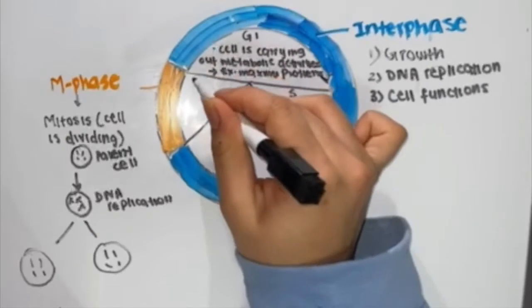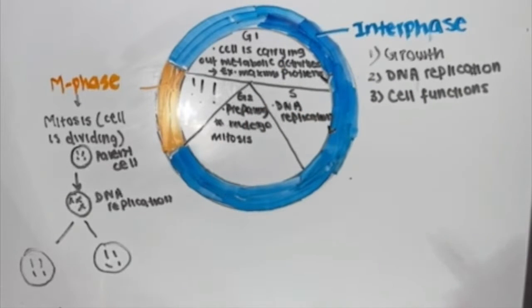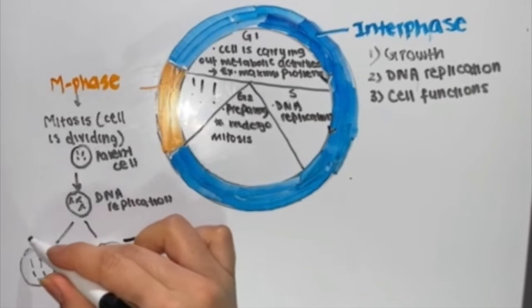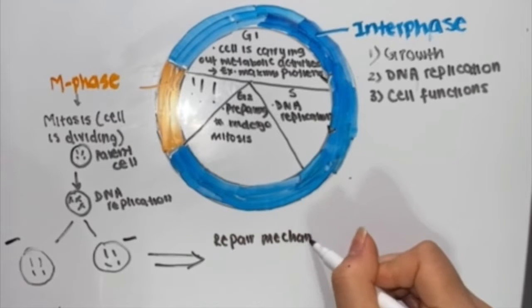Getting to the mitotic phase is extremely important. If a cell has an error, a harmful mutation for example, it could influence the two identical daughter cells that it produces and make them mutated. This is where repair mechanisms come in handy. Now, one of two things can occur.